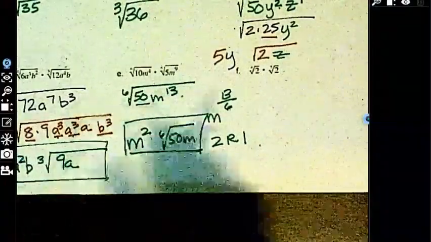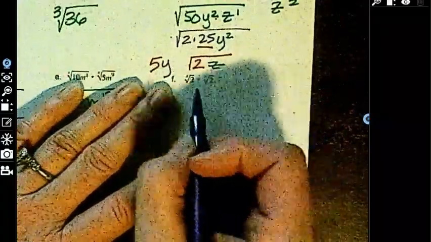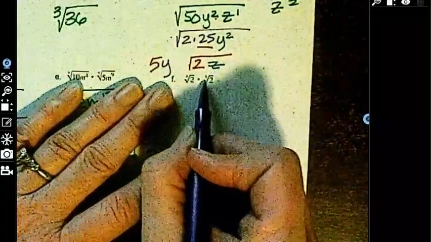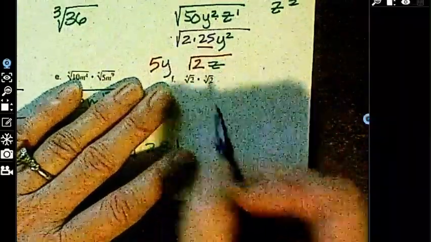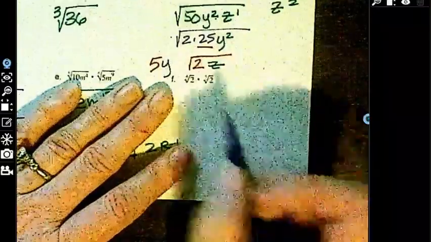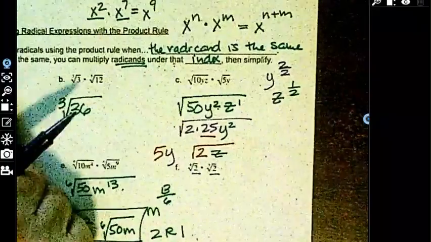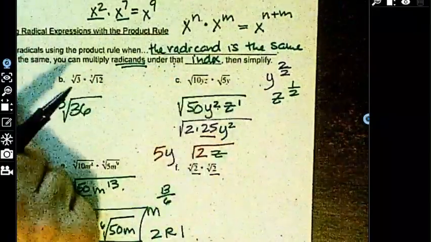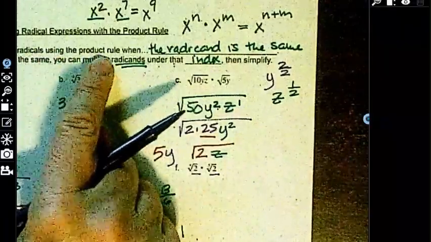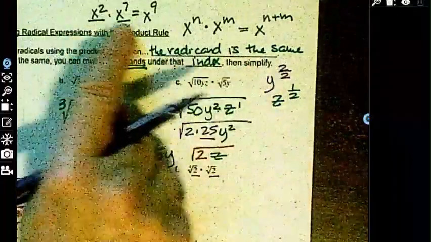All right, so looking at the 4th, okay, here we go. We've got 2 different indexes. The index is different, so I cannot just multiply 2 times 2 because the index is not the same. But what I can do, because the radicand is the same, when the index is the same, you could multiply radicands under that index, but you can only multiply radicals using the product rule when the radicand is the same. So I can use the product rule. I'm going to do that.